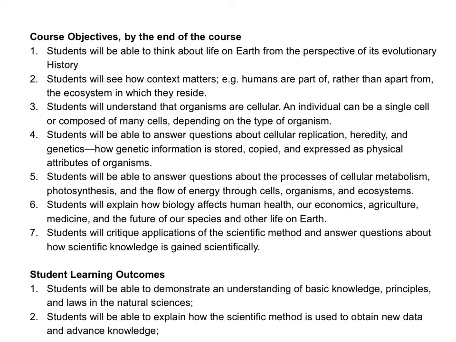Let's go on. Course objectives. So we're going to get you to think about life on Earth from the perspective of its evolutionary history. In other words, it looks like there's evidence for life on this planet from about 3.7 billion years ago. We're also going to look at context in terms of where we fit in. Humans are part of rather than apart from the natural world. We evolved like all other living things from pre-existing lineages that had a common ancestor.